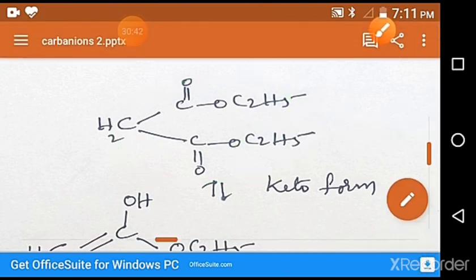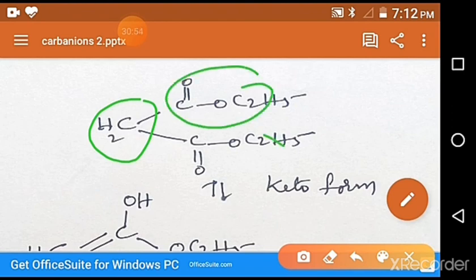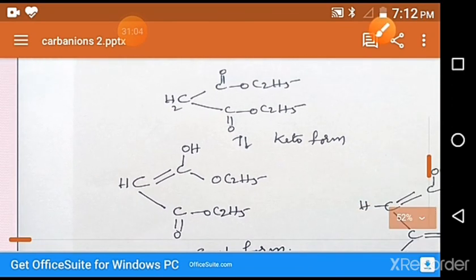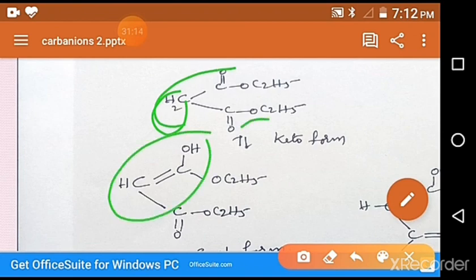This diethyl malonate also has an active methylene group. This methylene group is called an active methylene group. Why? It is flanked by two electron withdrawing groups. That's why the hydrogen attached to this carbon is more acidic in nature, and this compound also exhibits tautomerism. This proton is shifted from carbon to oxygen. It forms enol, so there is equilibrium between keto and enol.